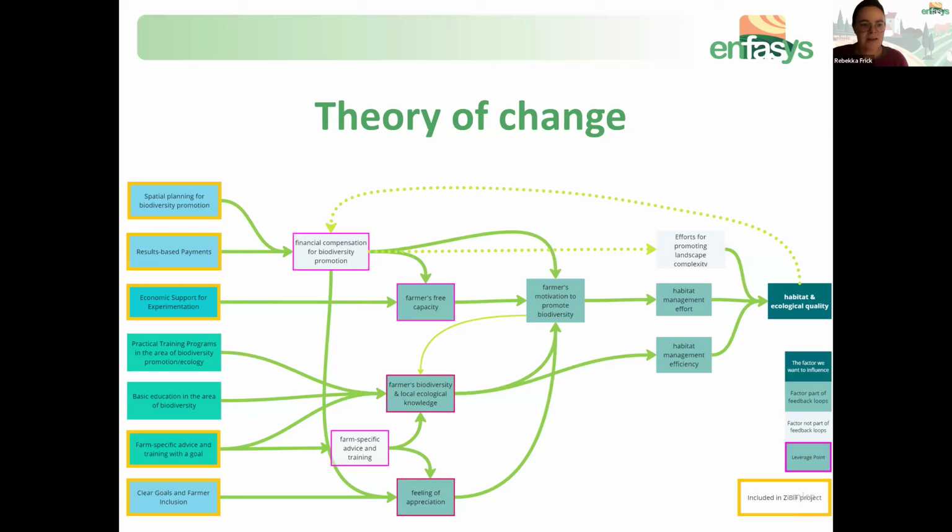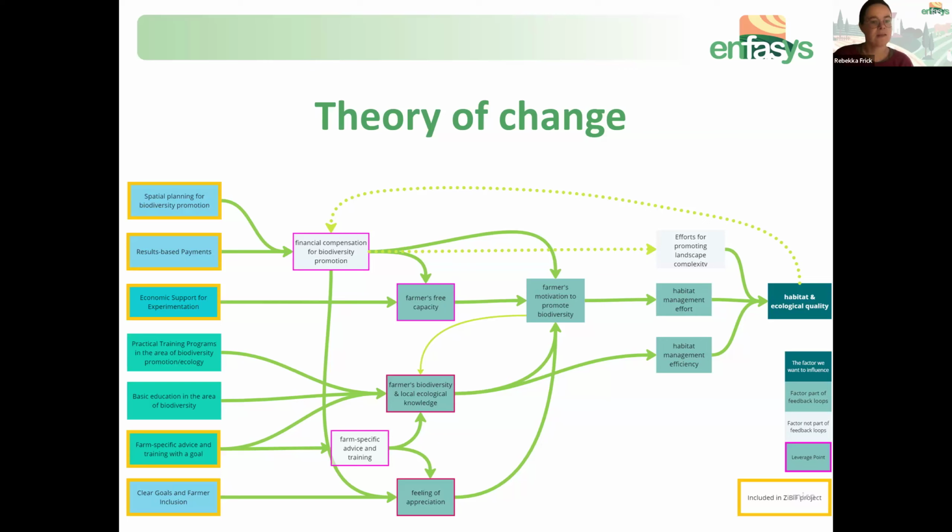And now I'd like to show the interventions that have been suggested by our stakeholder group. So basically financial compensation in order to compensate for yield loss and efforts, and also economic support for experimentation. It's also a theme that appeared in Antoine's presentation. And with this financial compensation, tying these financial payments to quality rather than measures seems to be important, and also including landscape aspects and ensuring connectivity of habitats.